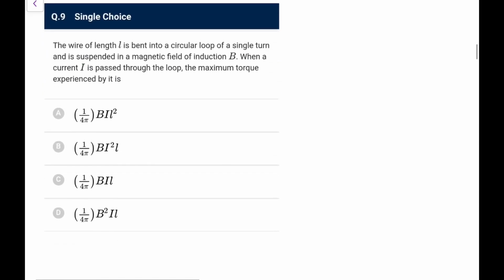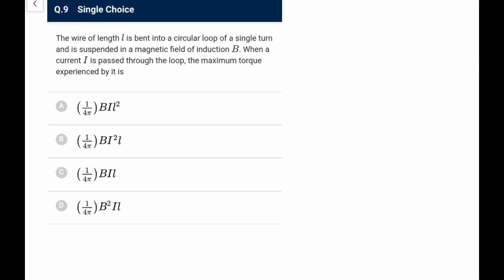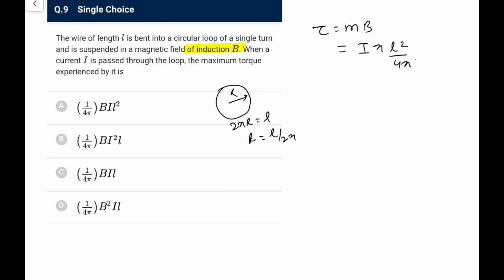Next, you have a wire of length L wound into a circular loop of single turn suspended in a field B. When a current I is passed through the loop, the maximum torque, at a 90-degree angle, would be M into B. M is NIA, N is 1, so IA. L length is turned into this circle, so 2 pi R is equal to L, so R is equal to L by 2 pi. So the area would be pi R square, that is L square by 4 pi, and B is B, so what you get is B I L square by 4 pi. That is what we are getting here. So going by the option.